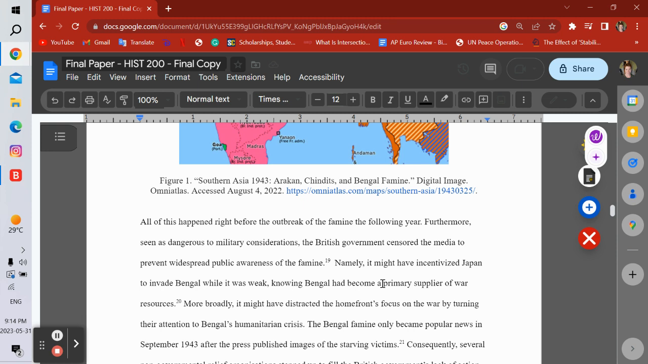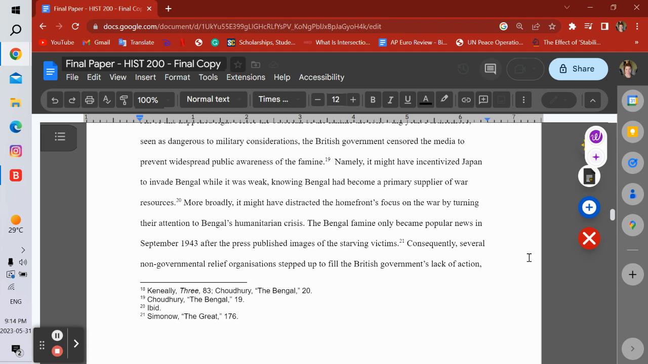Furthermore, seen as dangerous to military considerations, the British government censored the media to prevent widespread public awareness of the famine. Namely, it might have incentivized Japan to invade Bengal while it was weak, knowing Bengal had become a primary supplier of war resources. More broadly, it might have distracted the home front's focus on the war by turning their attention to Bengal's humanitarian crisis.